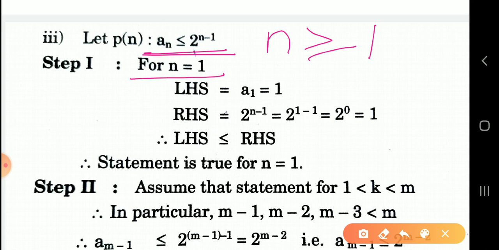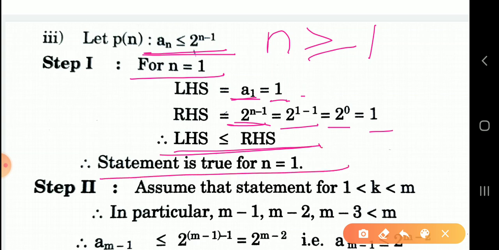For n equal to 1 our LHS is a1. Value of a1 is 1, given. It is the initial condition, the value of a1 is 1. RHS is 2 raised to n minus 1. Value of n is 1. So 1 minus 1 is 0. 2 raised to 0 is 1. That means our LHS is equal to RHS. So our statement is true for n equal to 1.